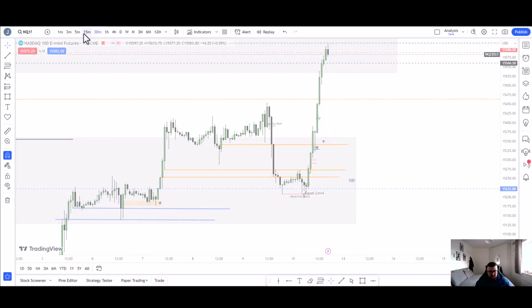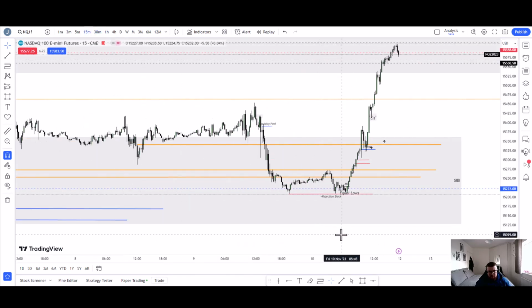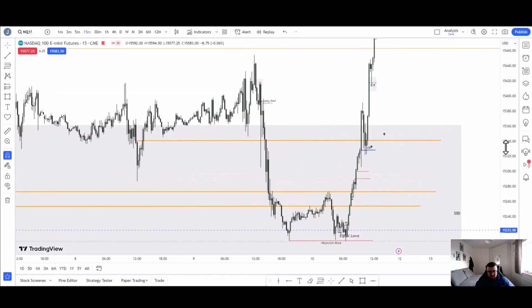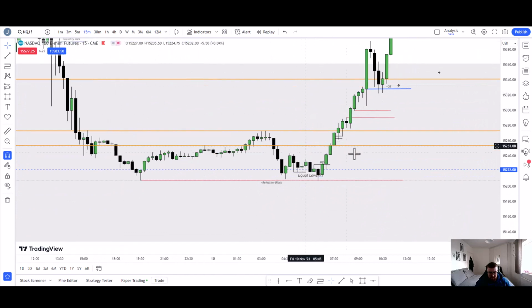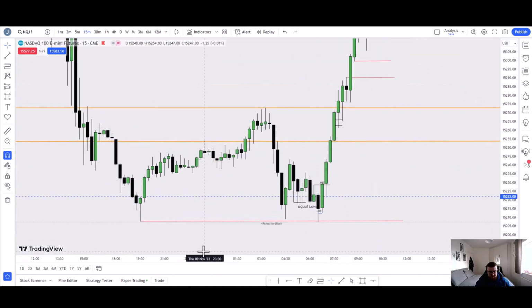I'm going to break it down into a 15-minute chart just to be cleaner. As you can see on NAS, so this was Friday's trading overnight, just past the London session, just short of New York. You can see we have a rejection block there. Price tapped into that just by a little bit right there, as you can see. Came up off of that.